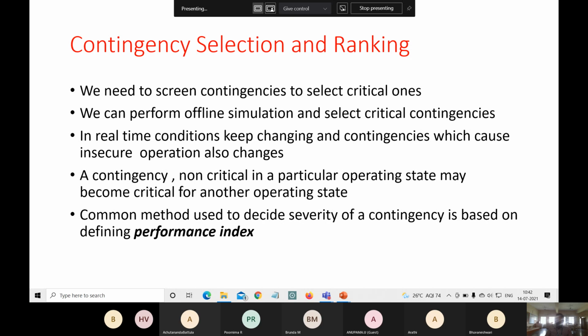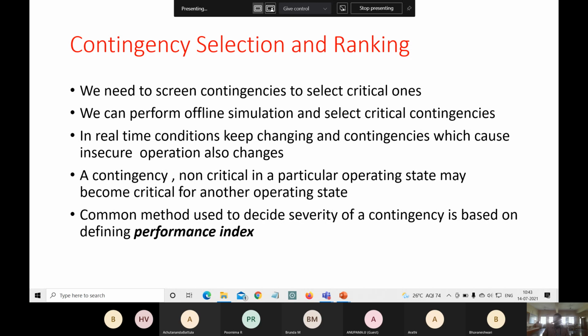A contingency that is non-critical in a particular operating state may become critical for another operating state. We have studied different operating states: normal operating state, alert operating state, severely affected state, and critical state. So for a particular contingency, there is a non-critical contingency and a critical contingency. These are different operating states that may be there. Based upon that contingency, the operating system may vary.